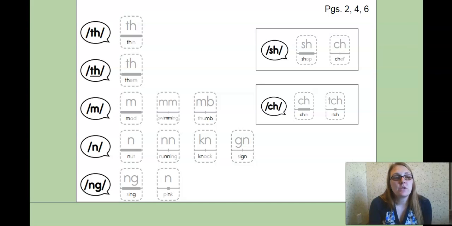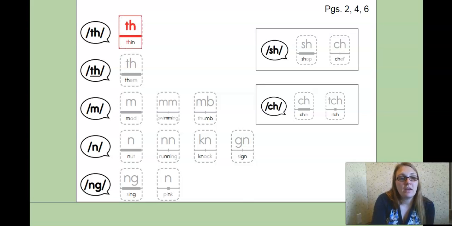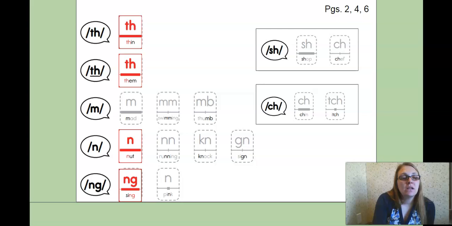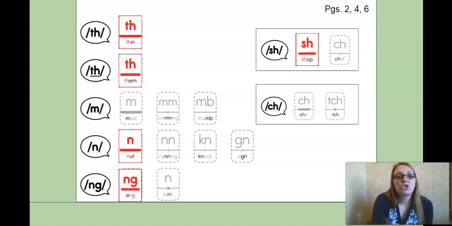Okay. And so on your individual code chart, go ahead and add the red to highlight the letter sounds that we covered today. Th for thin is TH. Th for them is also TH. N for nut is spelled with an N. Ng for sing is NG. Sh for shop, SH. And ch, like chin, is CH.